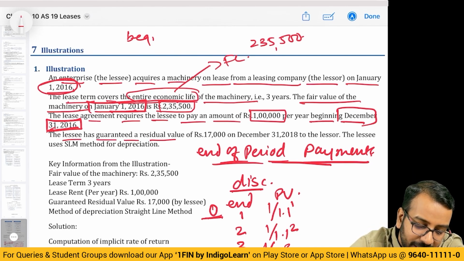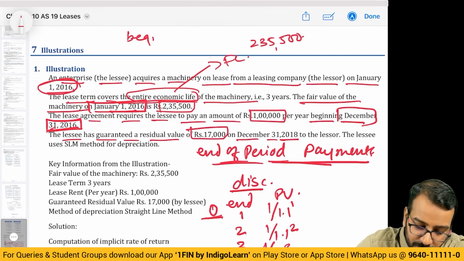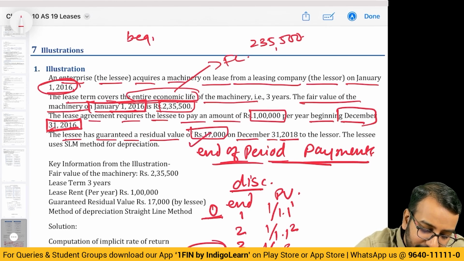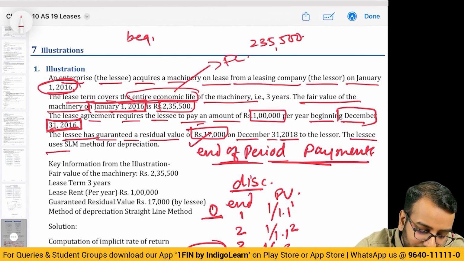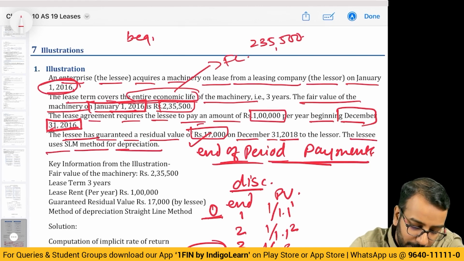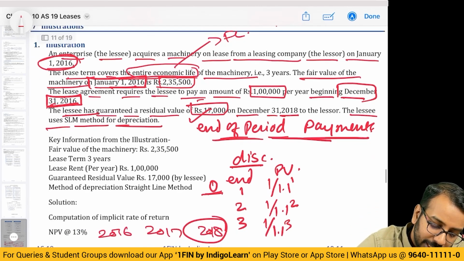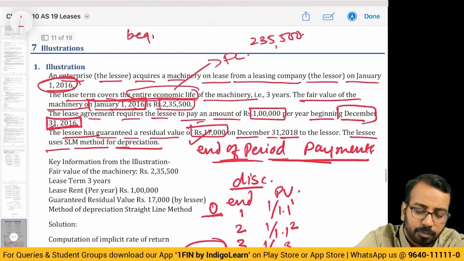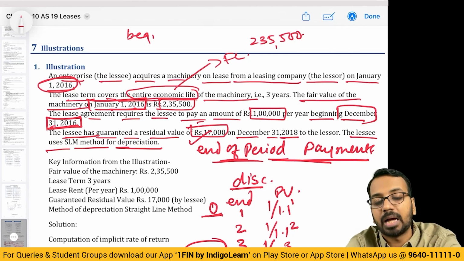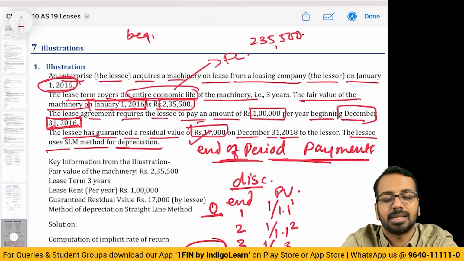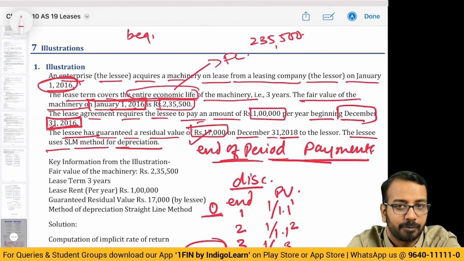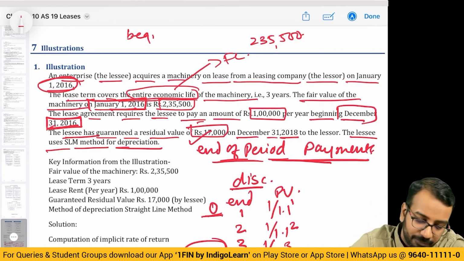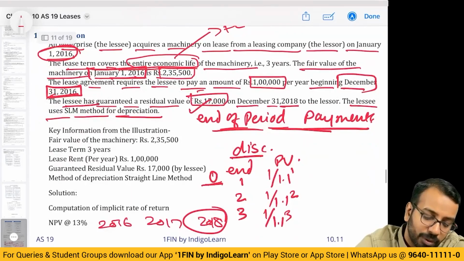The lessee has guaranteed a residual value of 17,000 on December 31st, 2018. So see this, 2016, 2017, 2018. Here they have guaranteed. Who has guaranteed? Lessee, 17,000. The lessee uses SLM method for the depreciation. Right now, first we will use the information to compute the IRR. But generally these days in the questions they give the implicit rate of return. If it is not given, then we have to calculate it. Because here the rate is not given, we have to calculate the rate.